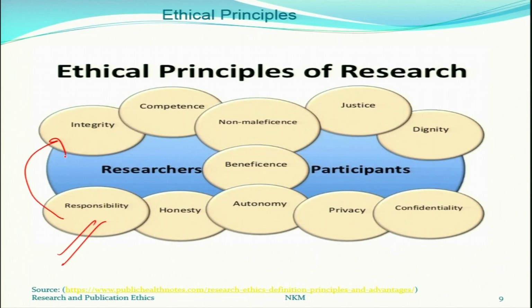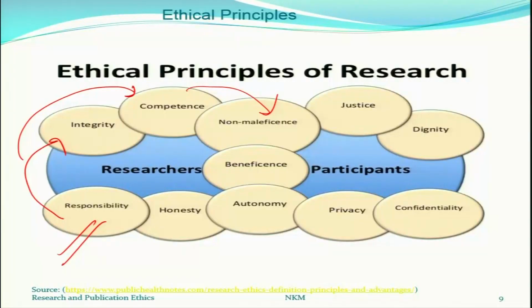And then you understand the competence of the research, that you need to have competence to conduct research. You must be trained in conducting certain experiments. So without competency you should not go ahead to handle certain crucial research. When we see healthcare researchers, medical researchers, they require very adequate competency. Then you have to understand the principle of non-malfeasance.